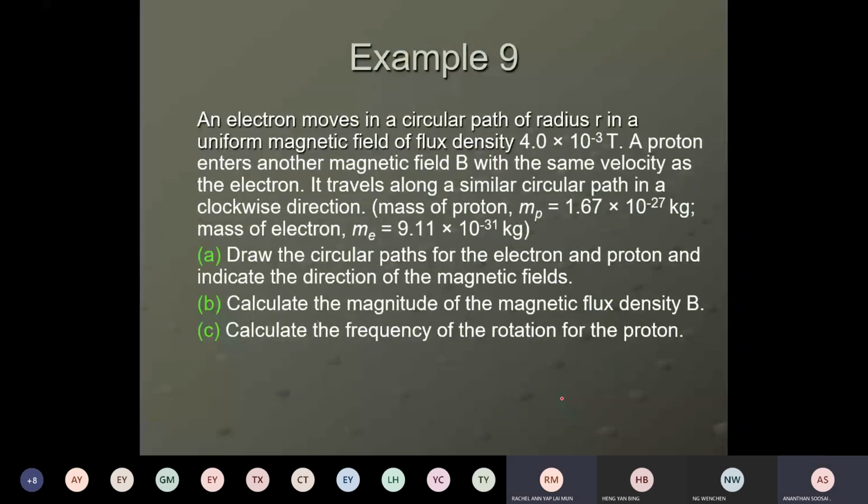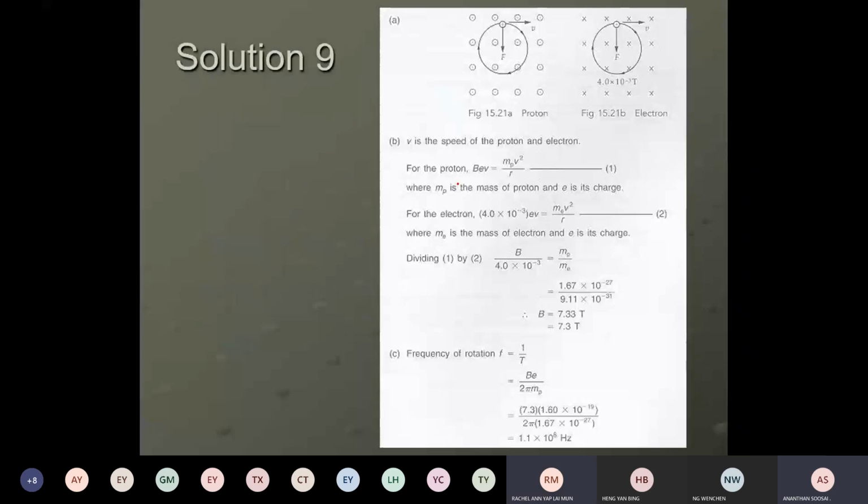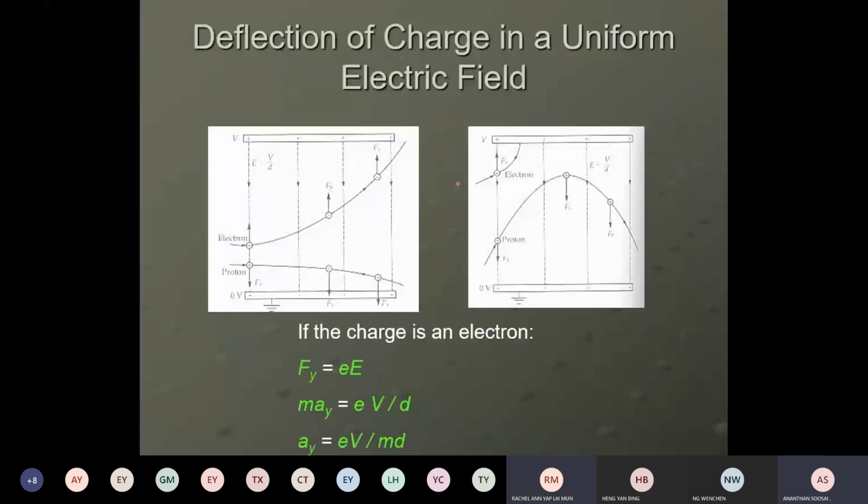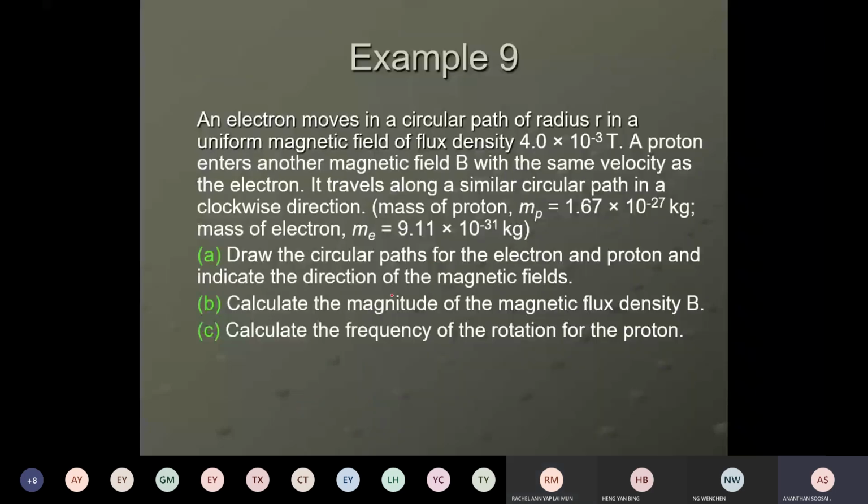Okay. So more questions. This is in a circular path. A Tesla proton enters a magnetic field. I think I can skip this because it's the same way. Okay. Draw the circular path and calculate the magnetic field.